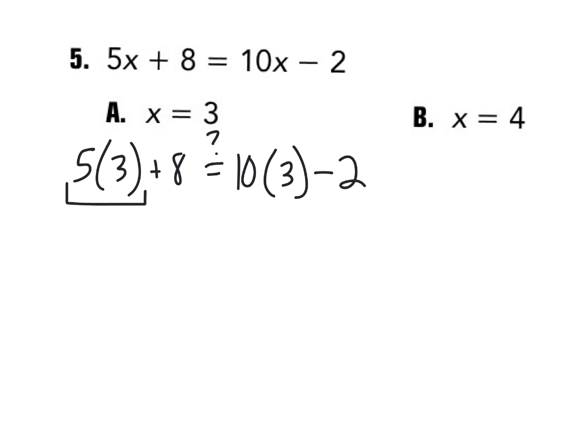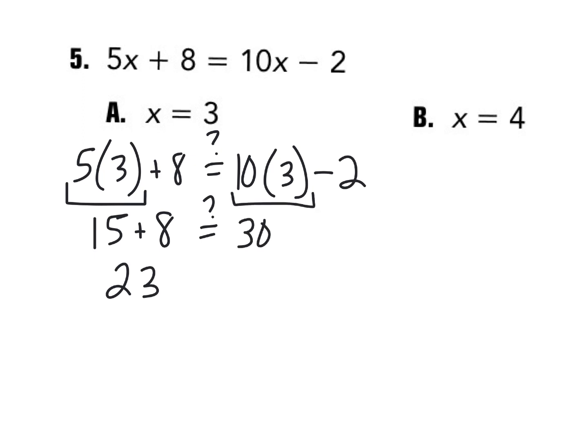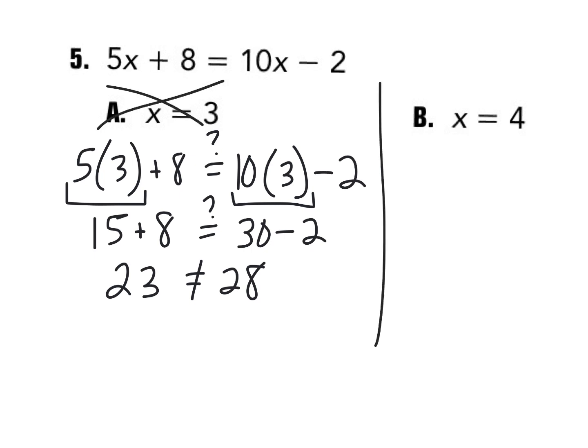So for choice A, if we substitute a 3 in, order of operations, we need to multiply first here. 5 times 3 is 15. 15 plus 8 is 23. On the other side, 10 times 3 is 30. 30 minus 2 is 28. We know 23 is not equal to 28, so we know that choice A does not work.